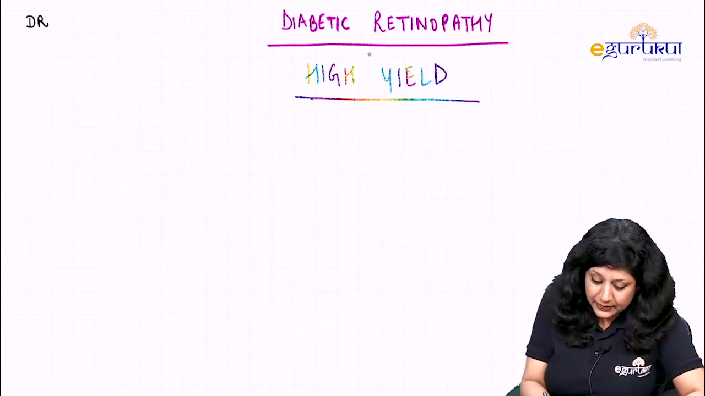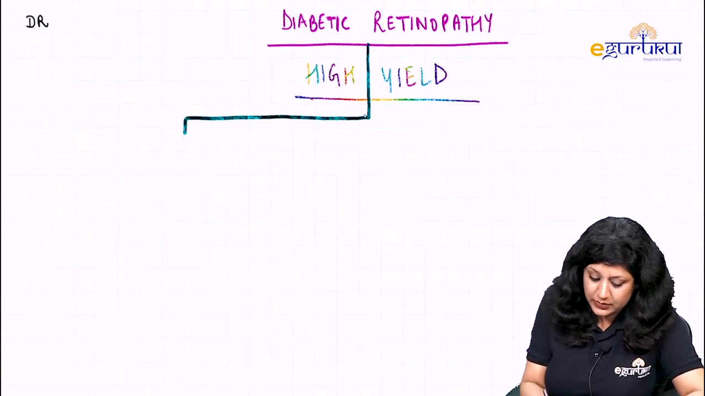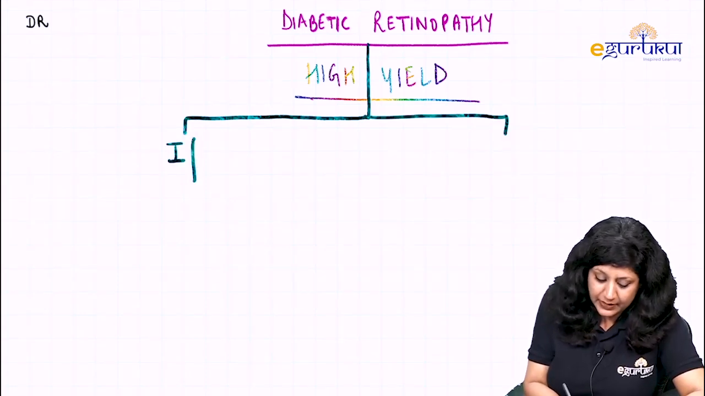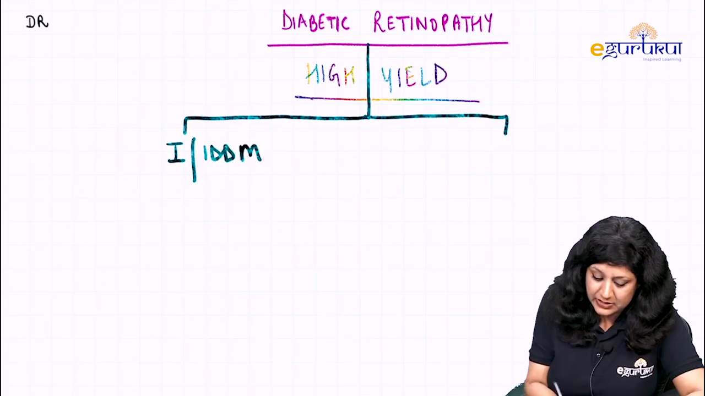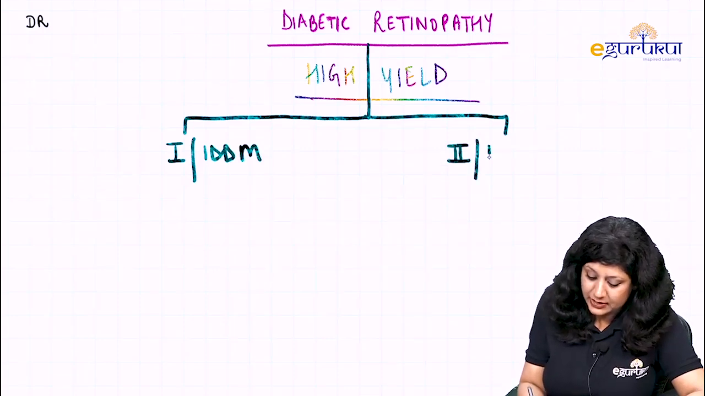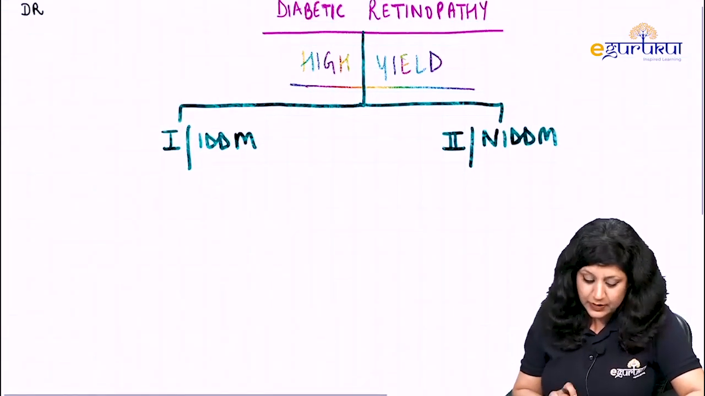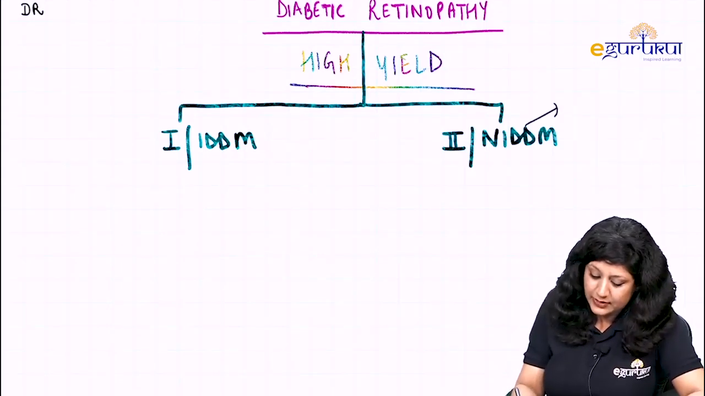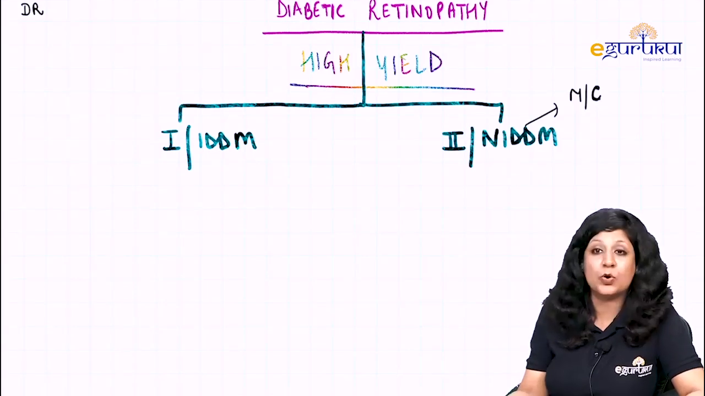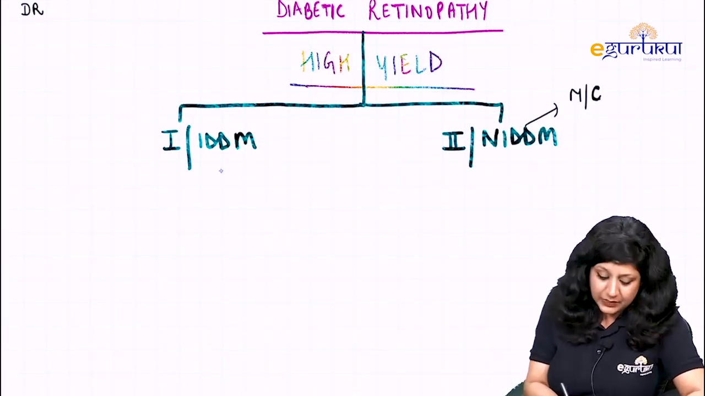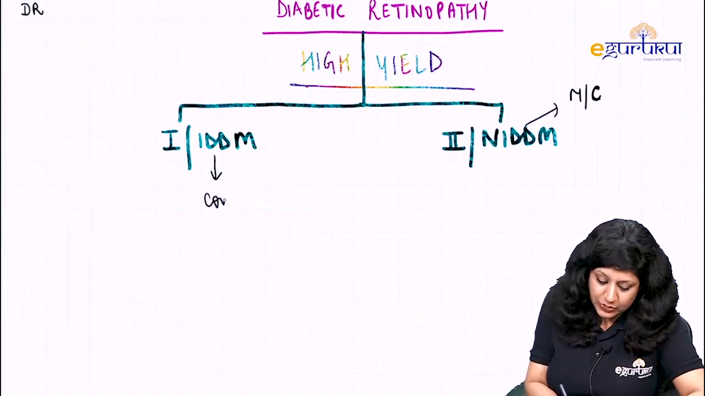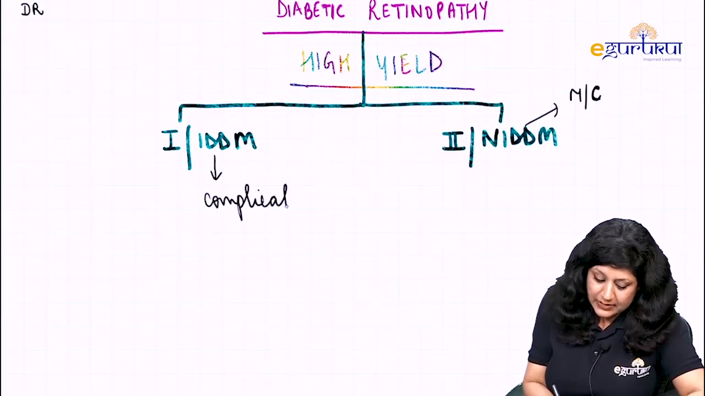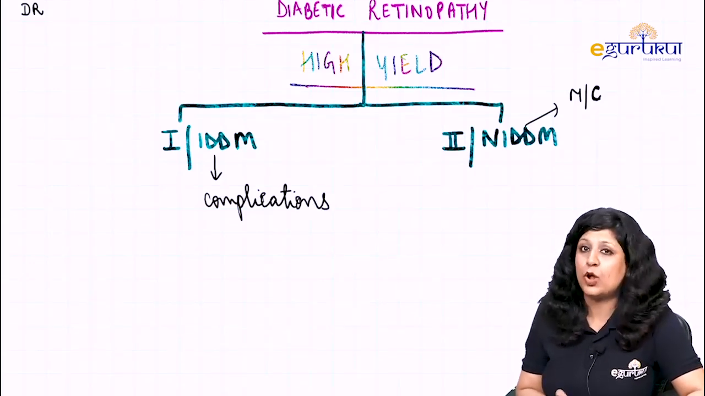Diabetic retinopathy can occur in both type 1 diabetes, insulin dependent diabetes mellitus, as well as type 2 diabetes, non-insulin dependent diabetes mellitus. Now, when you compare between the two, which one is more common? It is non-insulin dependent diabetes, which is actually more common, and that is why this will show the complications, because as I always say, the thing which is less common will always show more of the complications.